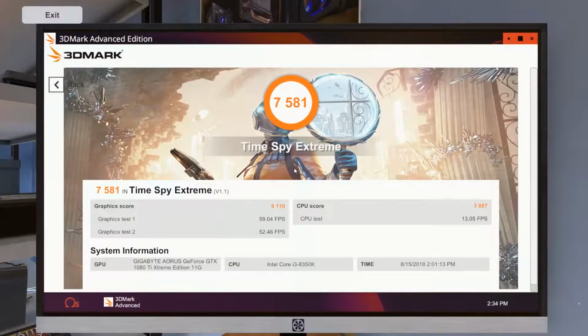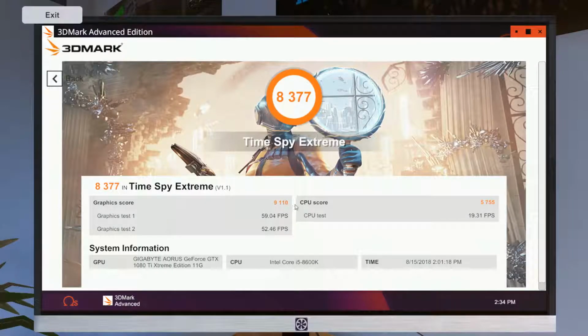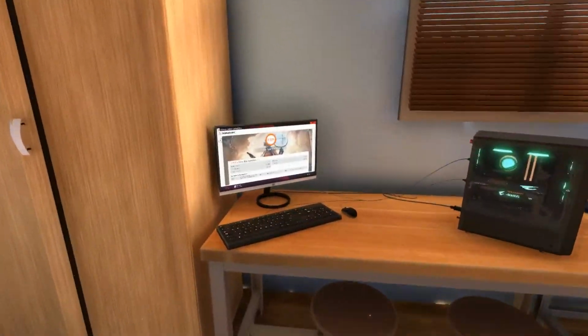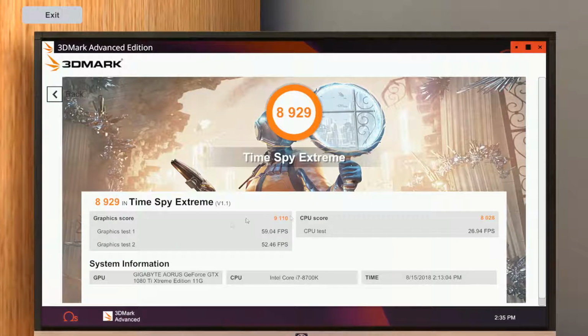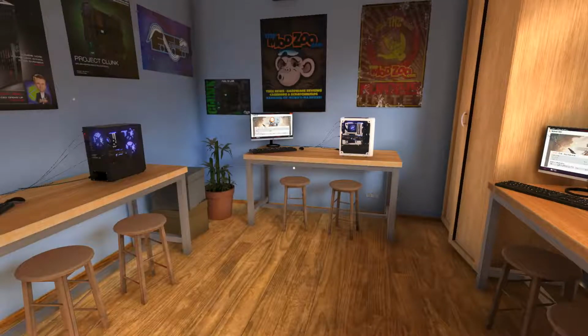But when we look at the individual graphics scores, this is the i3 system, we can see that the graphics test has a score of 9,110, with FPSs of 59 and 52, but the CPU score is quite low. Now, if we come to the i5, we'll see that the graphics score is identical, but of course the CPU score is higher. And then lastly, if we come to the i7, once again, the GPU score is exactly the same, but the CPU score is significantly higher once again. Now, again, this is not 100% representative of the real world, but it does give you a very good idea.